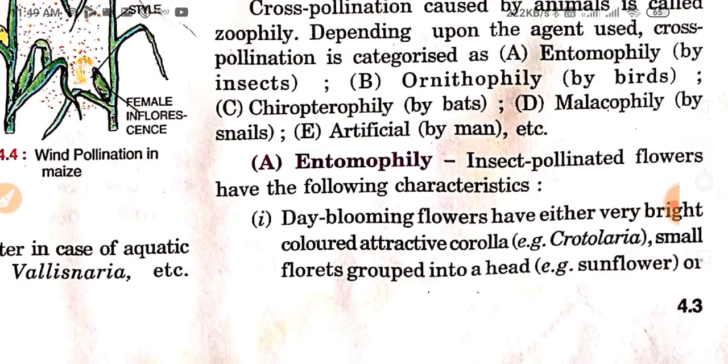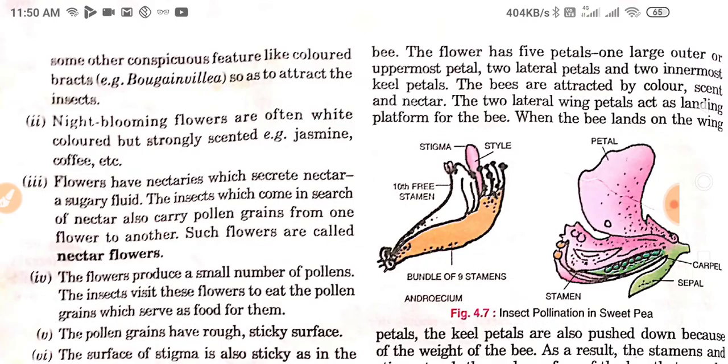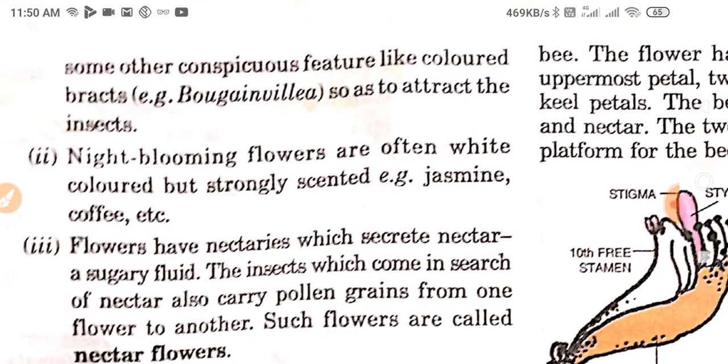Day blooming flowers have either very bright colored attractive corolla, for example Crotalaria, or small florets grouped into a head, as found in sunflower. As we know, in these plants pollination is carried out by insects, and for that they have to be bright colored, and their florets are arranged in a group like a head. Or some other conspicuous features like colored bracts, for example Bougainvillea, so as to attract the insects. In Bougainvillea, colored bracts are found.